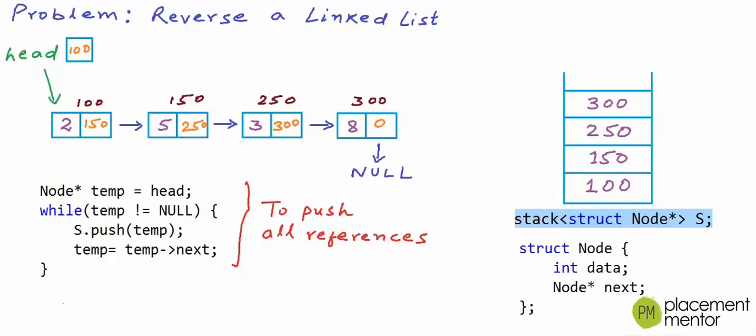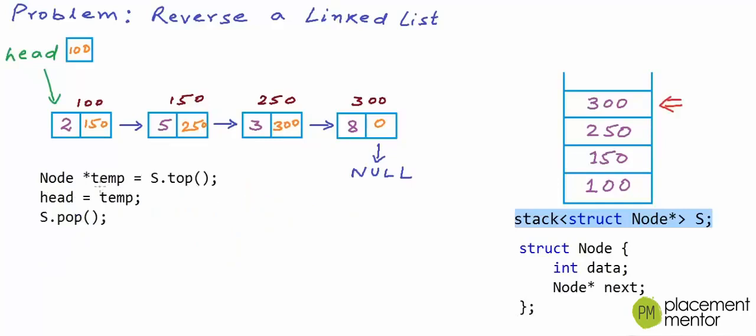Once all the references are pushed onto the stack, we can start popping them, and as we pop them, we will get references to nodes in reverse order. It would be like going through the list in reverse order. While traversing the list in reverse order, we can build reverse links. The first thing that I'll do is take a temporary variable that will be a pointer to node and store the address at the top of the stack, which right now is 300. Now I will set head as this address.